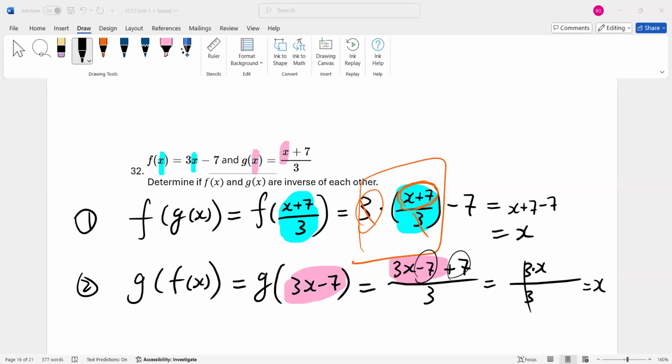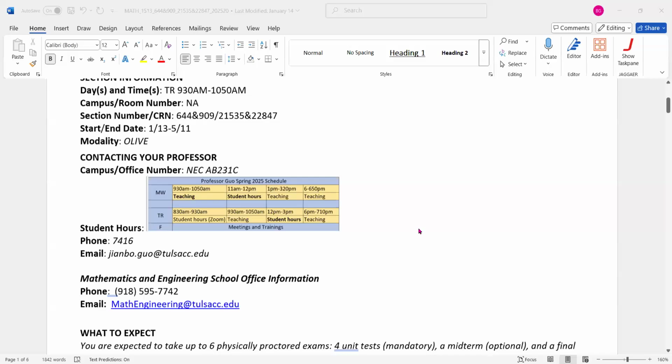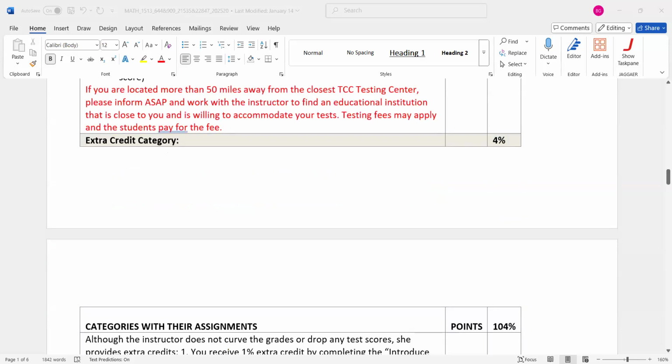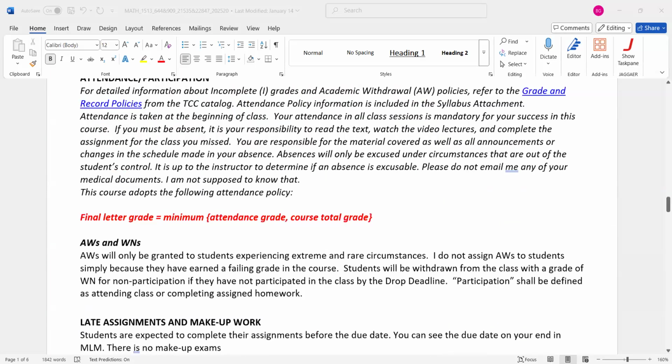This is the pre-cal one. Okay, this is our syllabus. Let me stop sharing this file and share our syllabus. This one. Let's see the last part. The last part of the syllabus is our schedule.